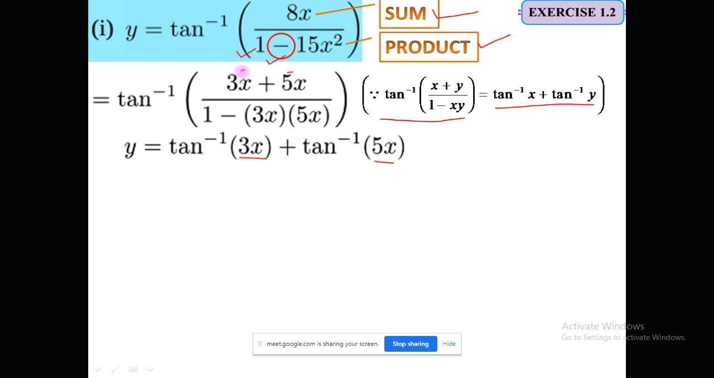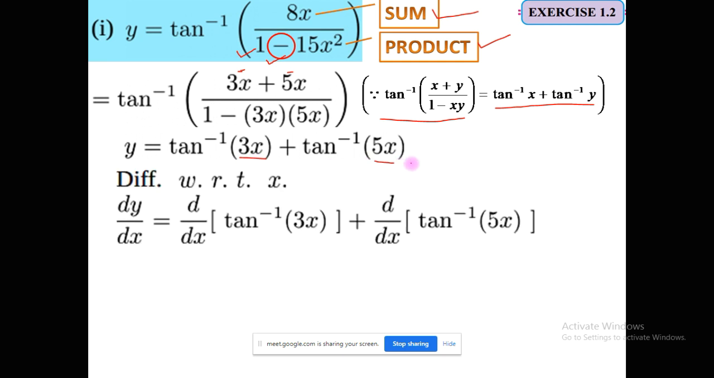Right, now this part I am taking as x and this part I am taking as y. So as it says tan inverse of x plus tan inverse of y, this is tan inverse of 3x plus tan inverse of 5x. Now the rest is easy. All I need to do is differentiate this with respect to x. So the derivative of tan inverse of 3x plus the derivative of tan inverse of 5x.